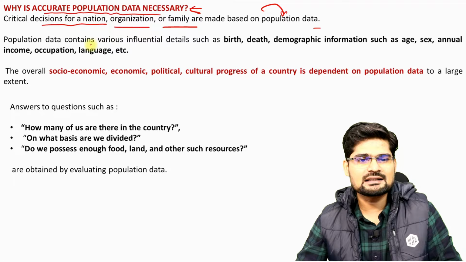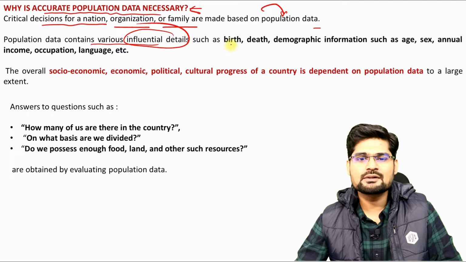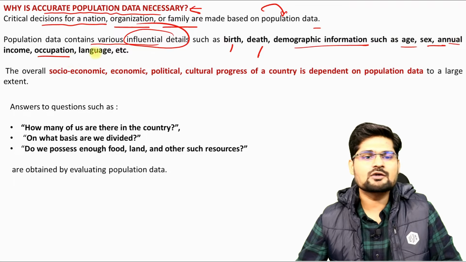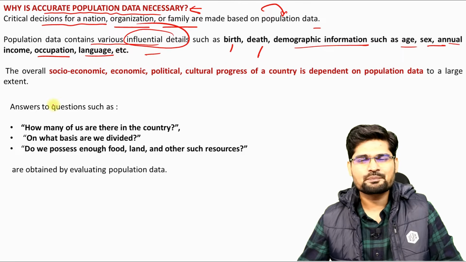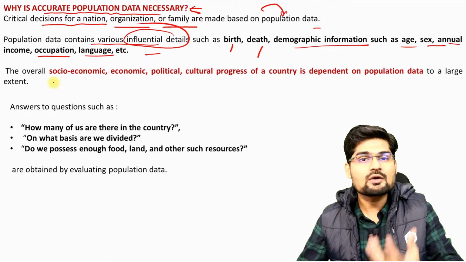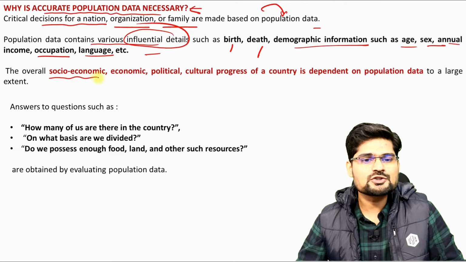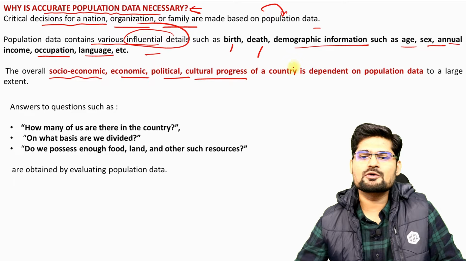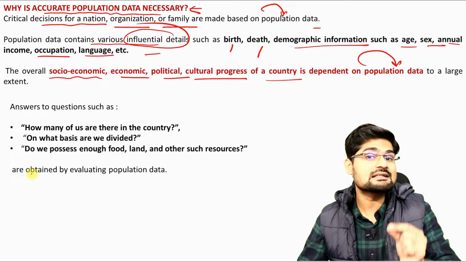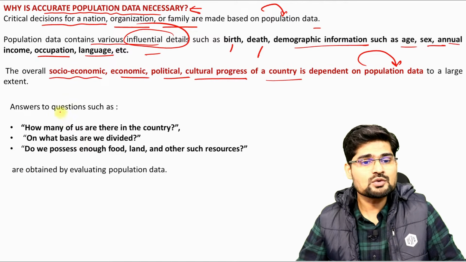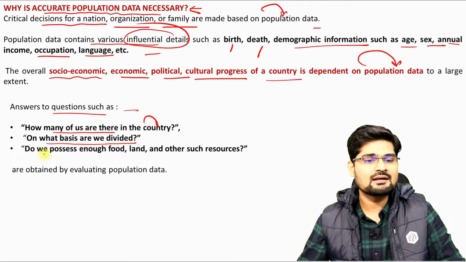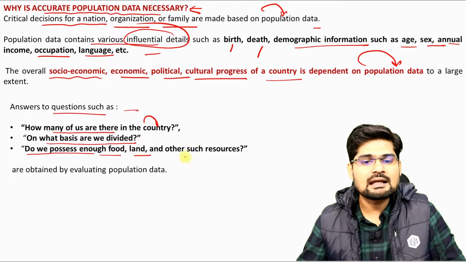So population data contains various influential details. For example, birth, death, demographic information like age, sex, annual income, occupation, language and several others if you observe. Now, why do these data become important, and with accuracy? Because if we want to progress, if we want to develop, remember, the socio-economic, economic, political, cultural progress of a country depends on these data, because planning depends on the data that you have, right? So answers to questions such as how many of us are there in the country, on what basis are we divided, do we possess enough food, land and other resources.